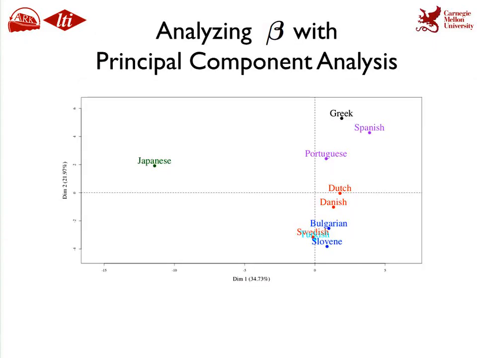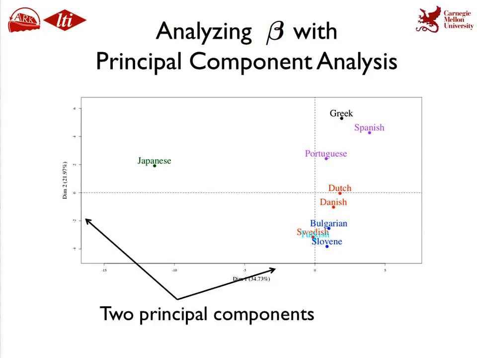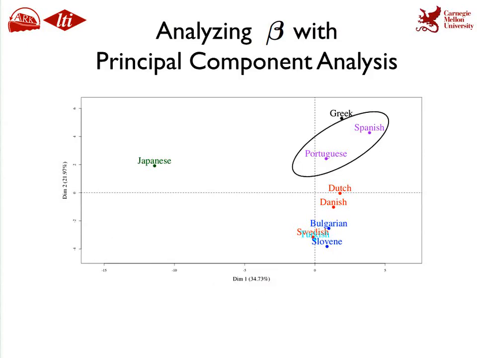So basically, we analyze beta using principal component analysis. Beta is quite high dimensional. We bring it to 2 dimensions, and we see that related languages have similar betas, like Portuguese and Spanish, Dutch and Danish, Bulgarian and Slovene. But this is a very hacky way of visualizing things, and we should not take it very seriously.